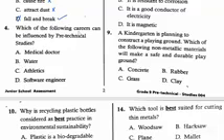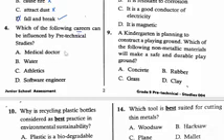Which of the following careers can be influenced by pre-technical studies? A, medical doctor, B, water, C, athletics, D, software engineer. Which one is a career in pre-technical studies?